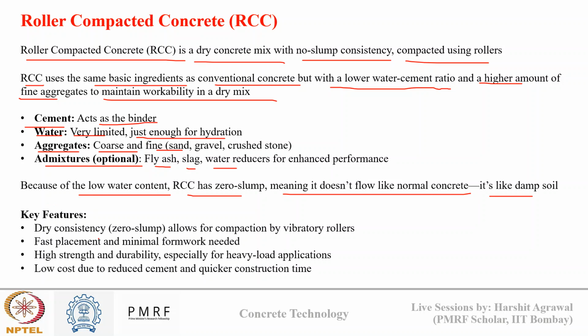What are the key features of such concrete? It has dry consistency, zero slump. It compacts by vibratory roller. It has fast placement and minimum formwork need. There is high strength and durability in such concrete because water content is very low and the water to cement ratio is smaller. And it has low cost because we are using less cement and more aggregate.